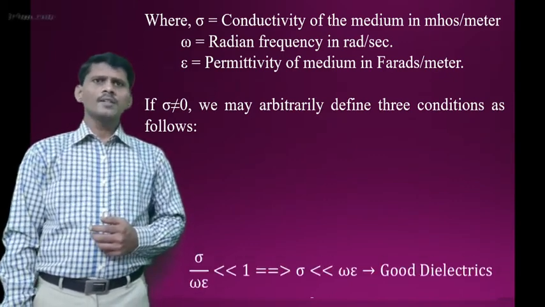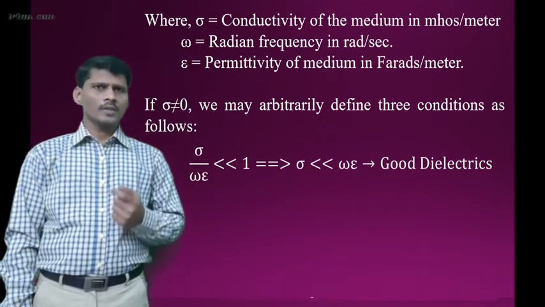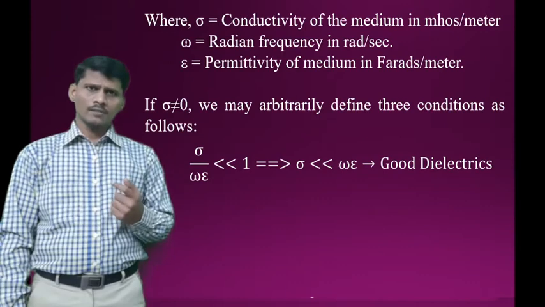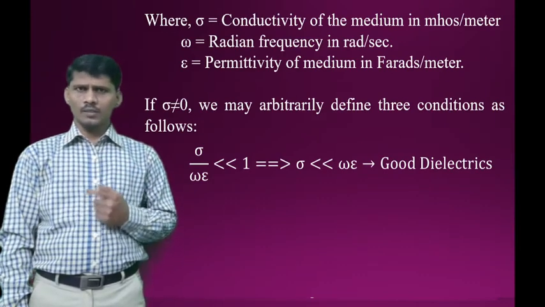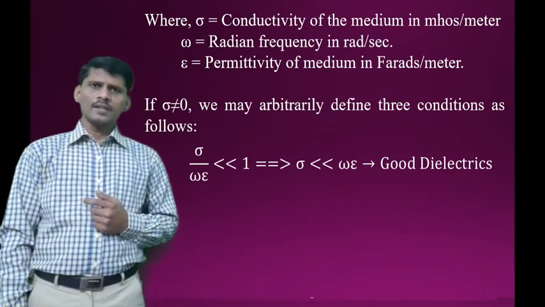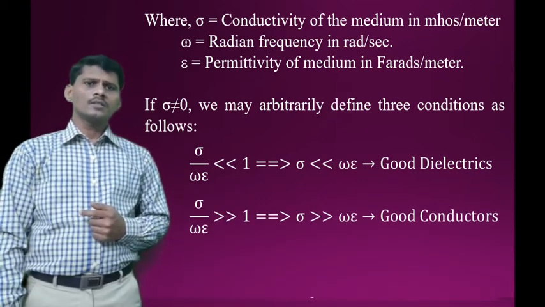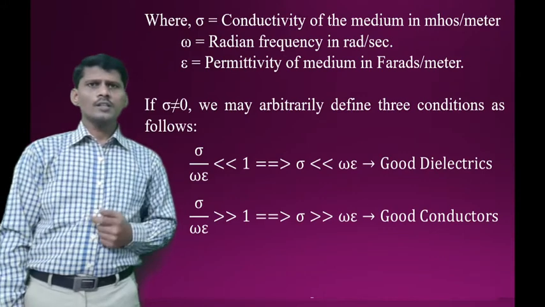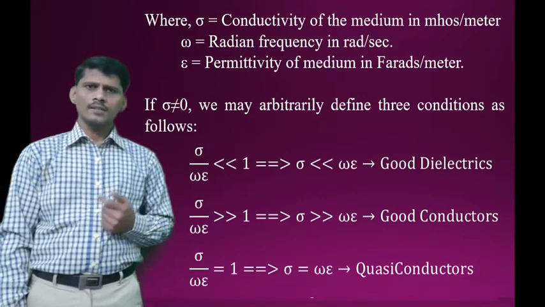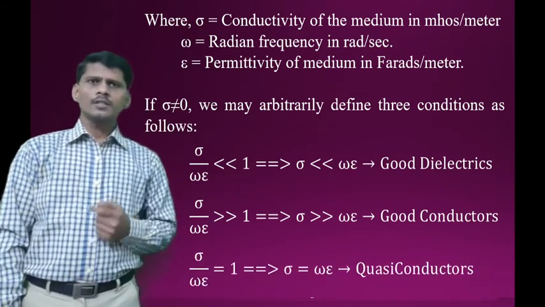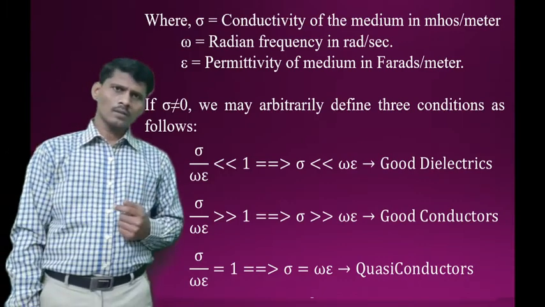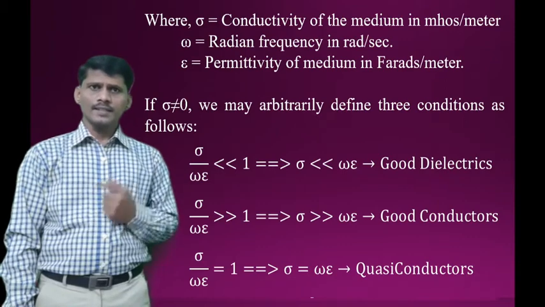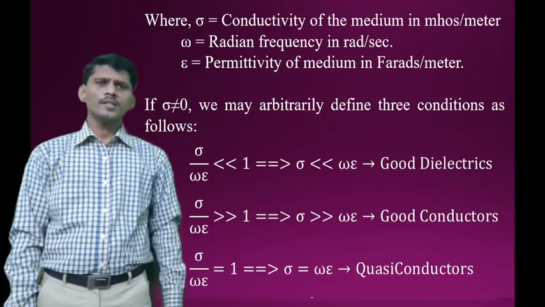The first condition is sigma by omega epsilon is very much less than 1. This is the condition for good dielectric materials. The second condition is sigma by omega epsilon is very much greater than 1. This is the condition for a good conductor. And the third condition is sigma by omega epsilon is equal to 1. This is the condition for quasi-conductors.